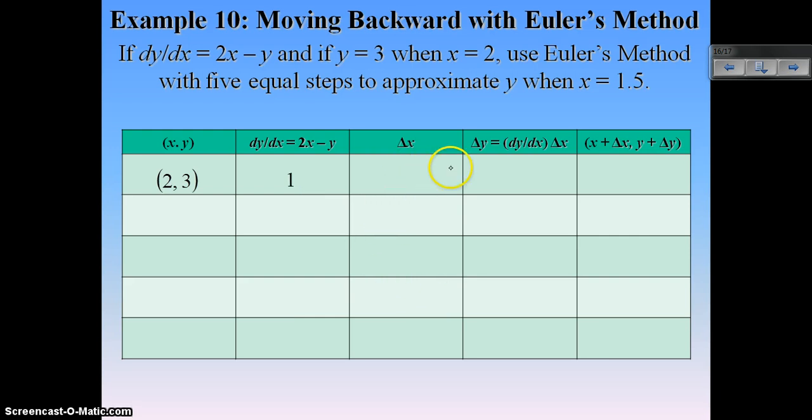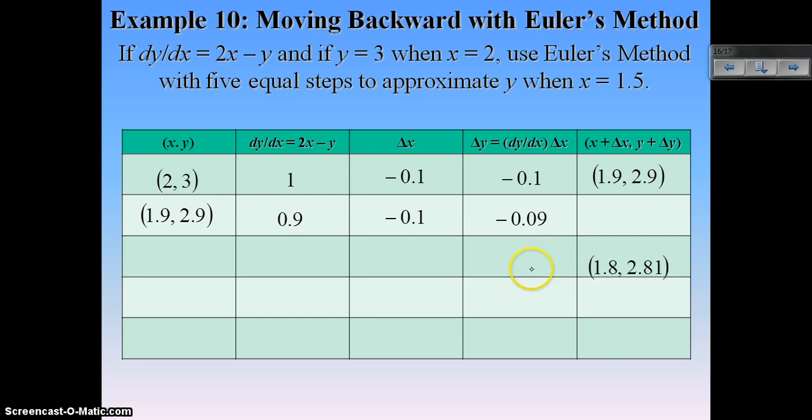Now, what's the delta x on this one? Well, I need to go from x equals 2 down to x equals 1.5. And I need to do it in 5 equal steps, which means each one is going to be worth negative 1/10. Alright, delta y is dy/dx times delta x, so we multiply these two together. x plus delta x, y plus delta y is right there. Now I'm going to go ahead and fill in this table. If you want, at some point, you can pause it and fill in your table yourself.